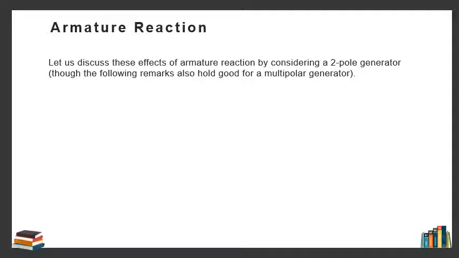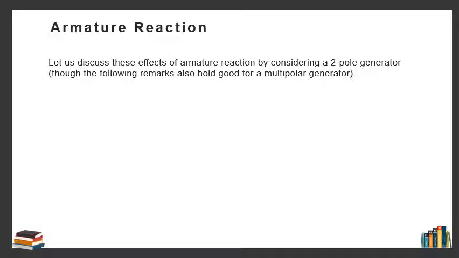Let us discuss these effects of armature reaction considering a two-pole generator. Actually, in armature reaction, there are three effects. Number one, magnetizing. Number two, demagnetizing. And number three, cross-magnetizing effect. In the magnetizing effect, the armature flux and field flux are in the same direction, so the core is magnetized. In the demagnetizing effect, the armature flux and main field flux oppose each other, so they cancel out their effect and the core is demagnetized.